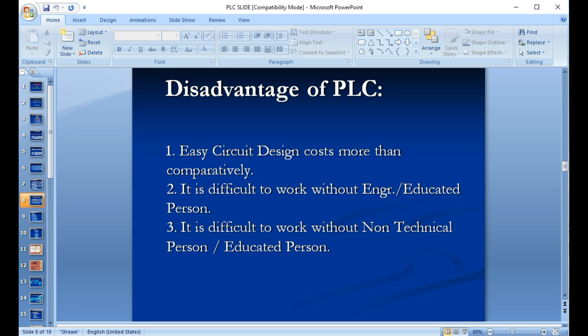Disadvantages of PLC, what are they? First, the circuit design costs comparatively more. Second, it is difficult to work without an engineer or a regular person. So if you have little or no knowledge about this PLC, you could not afford the PLC. Third, it is difficult to work without a technical or educated person. This is the very big disadvantage of PLC: if you are illiterate or have no knowledge about this, you cannot handle this device.